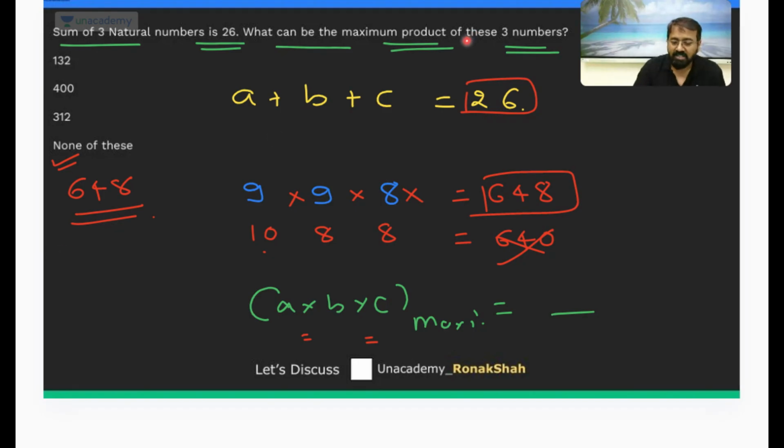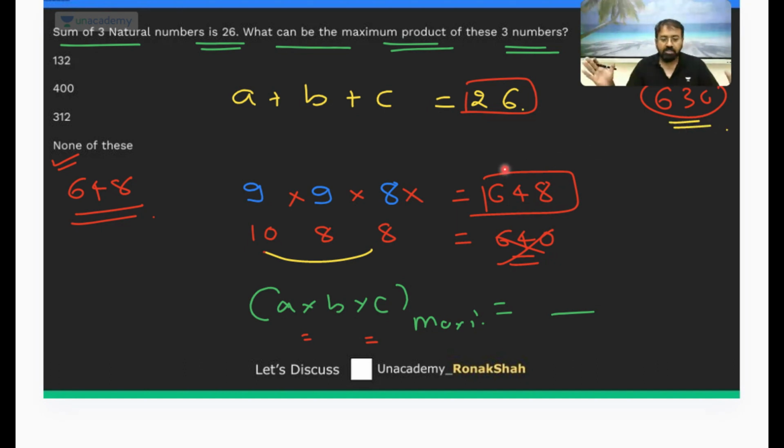Have you all understood this, guys? Try to keep numbers as close as possible. See, Shubham, now try for 7, 9, and 10. What will be this product? It will be just 630. It will be even lesser. It will be less than even 640. Because the numbers are going farther away from each other. Dekho, here the difference between maximum and minimum number is 2. While here the difference is 3. So that's why your product is going down. You keep numbers far away from each other and the product will go down.